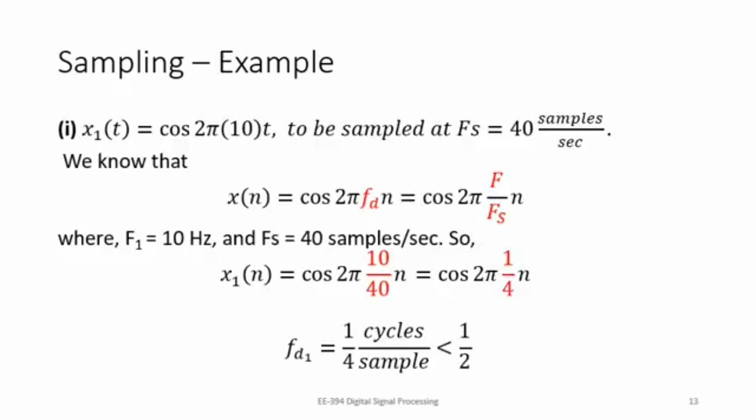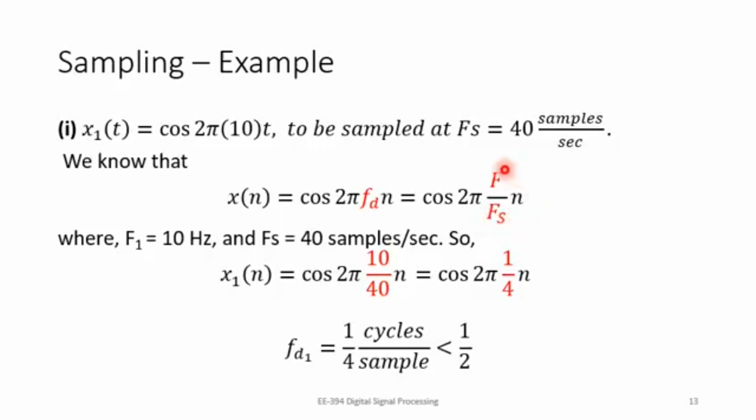So taking the first part, we see that the signal was x1(t) = cos 2π10t, and this is to be sampled at Fs equal to 40 samples per second. Now we know that x(n), the generic formula, is cos 2π fd n, or we can write it as cos 2π (F/Fs) n, because we know that fd is equal to F over Fs.